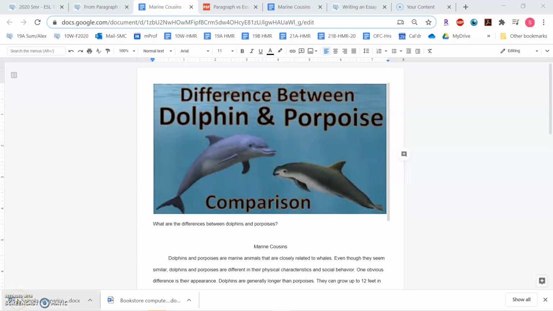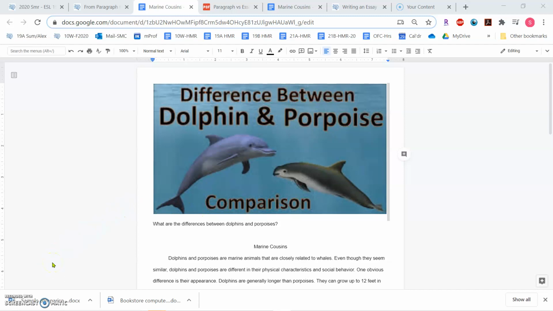In this video, we're going to discuss the differences between a paragraph and an essay. Now, on the screen, this is an example of a paragraph. It happens to be a paragraph that shows the differences between dolphins and porpoises. Sometimes we call this a comparison paragraph, or we might call it a compare and contrast paragraph.